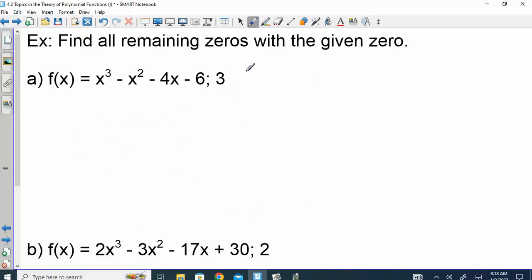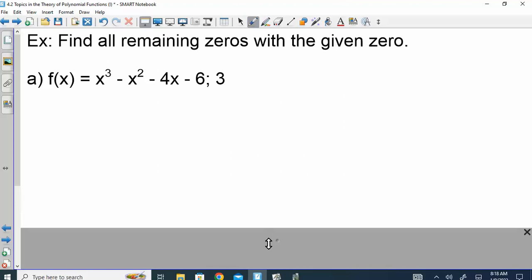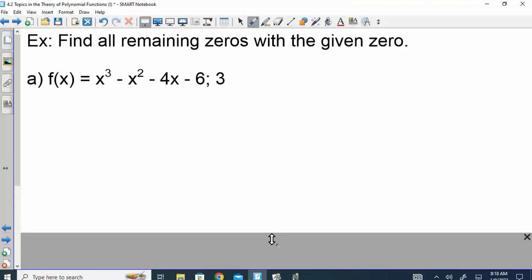Okay, we do need to look at a couple little things. Oh yeah, we should. We got it. We got it. What are you talking about, Brett? Okay, so what am I asking you to do on this one? Find our remaining zeros. The process is the same, your final answer is just slightly different. Instead of giving me the factors, you give me the zeros.